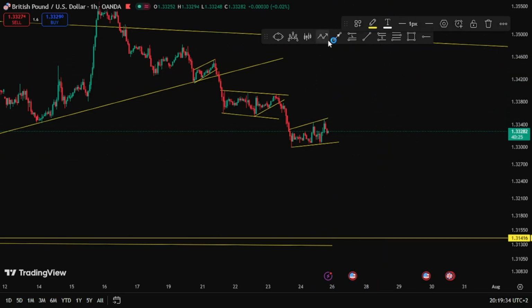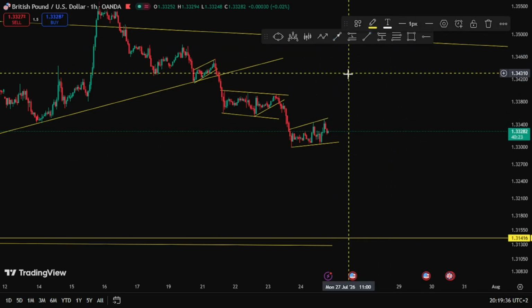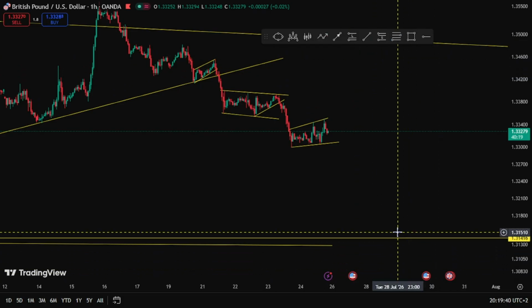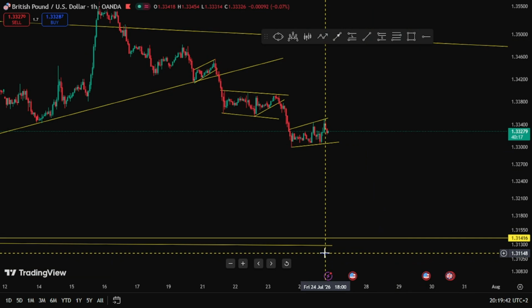So let me edit text. Where's my text thing? I removed it. It used to be here on my thing, but it's fine. So we just know that we're gonna target this. We're gonna do it there.